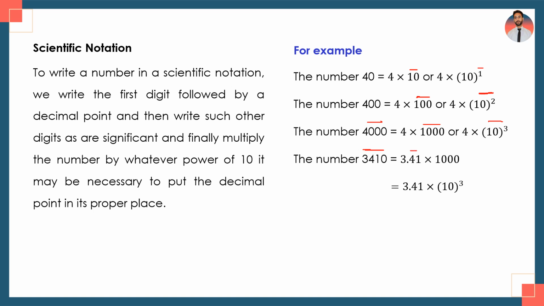इसके many other significant digits को हम लोग write करेंगे 3.41 and multiply by thousands, और 1000 को write किया जा सकता है 10 की power 3. तो it means that 3.41 multiply by 10 की power 3 is a scientific notation of the number 3410. So this is the way of writing the number in scientific notations.